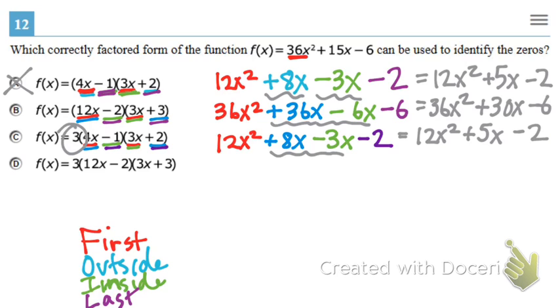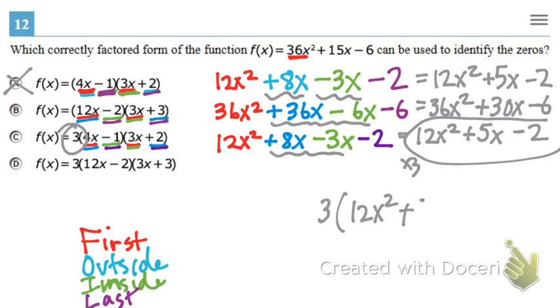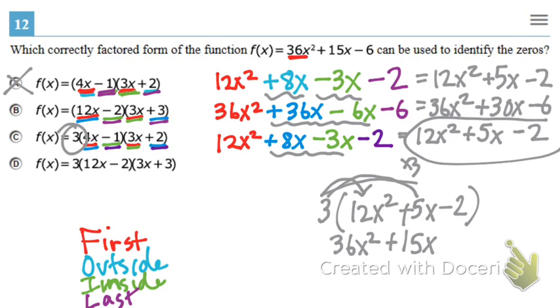But remember, we need to multiply that whole thing by 3. So when we multiply that all by 3, let's just distribute that 3. You want to think of it as distributing 3 to each of these. So 12x squared times 3 is 36x squared. 5x times 3 is 15x. And 3 times negative 2 is negative 6. And this one does equal that original function. So the answer here is C.